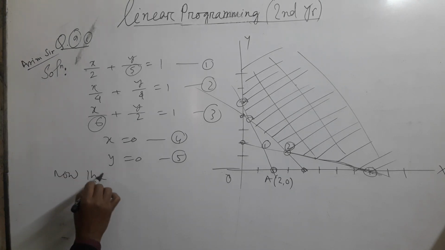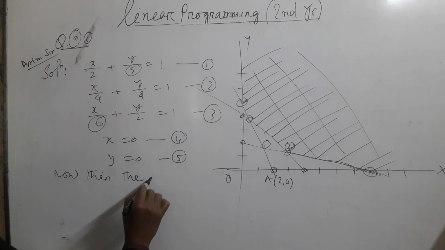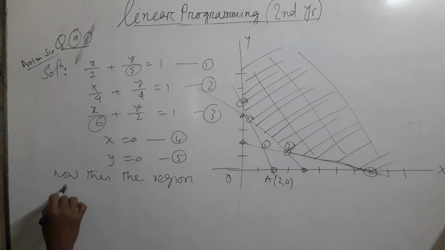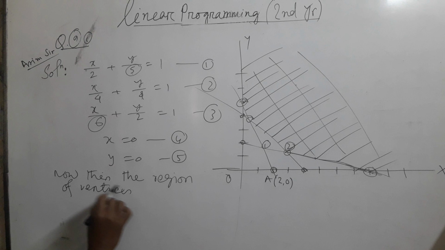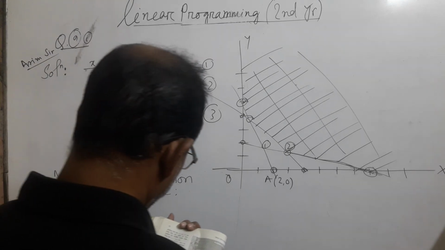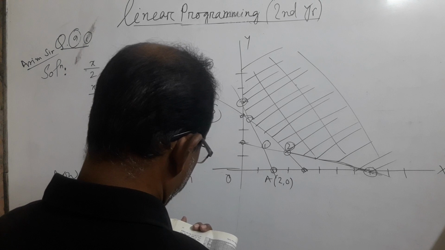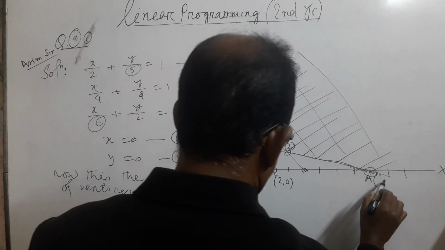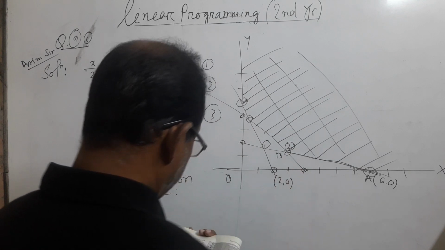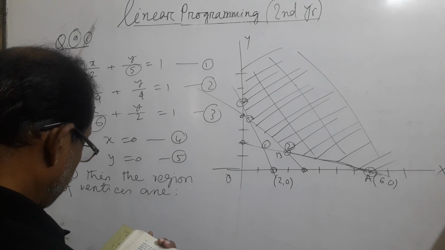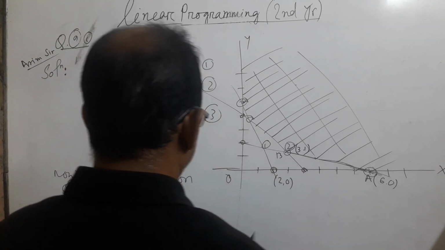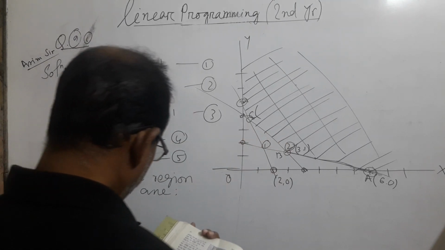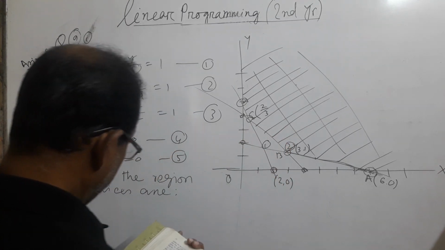Now this region of vertex R, whose A that means 6, 0, and B that means 3, 1, and C that means 2 divided by 3 and 10 divided by 3.